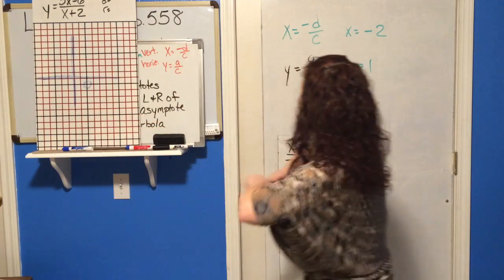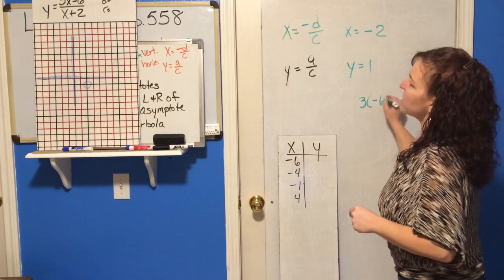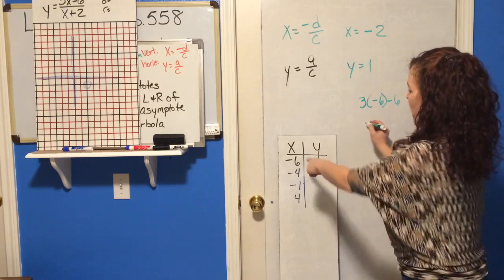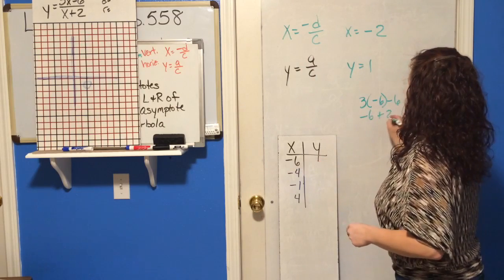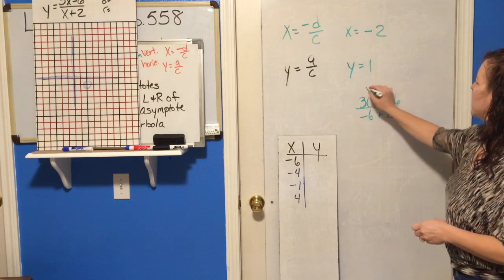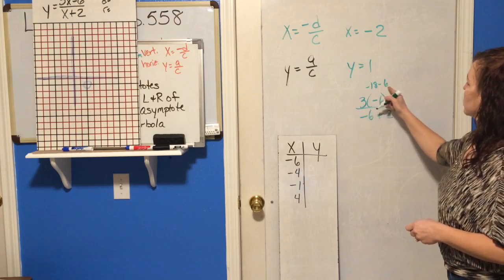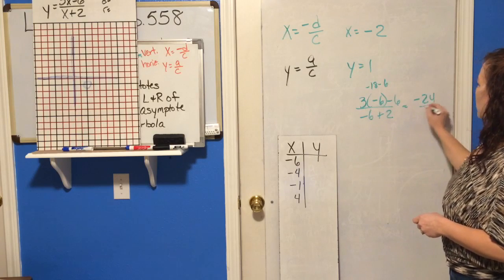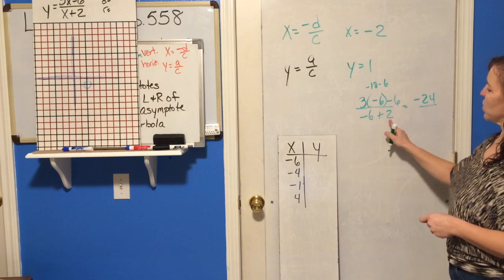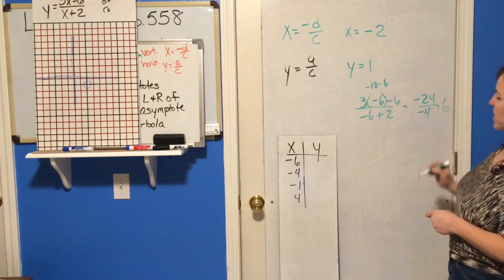So now we put in 3, negative 6 minus 6, and then negative 6 plus 2. So 3 times 6 is 18, negative 18 minus 6 is negative 24, over negative 6 plus 2 is negative 4. So that should be positive 6.